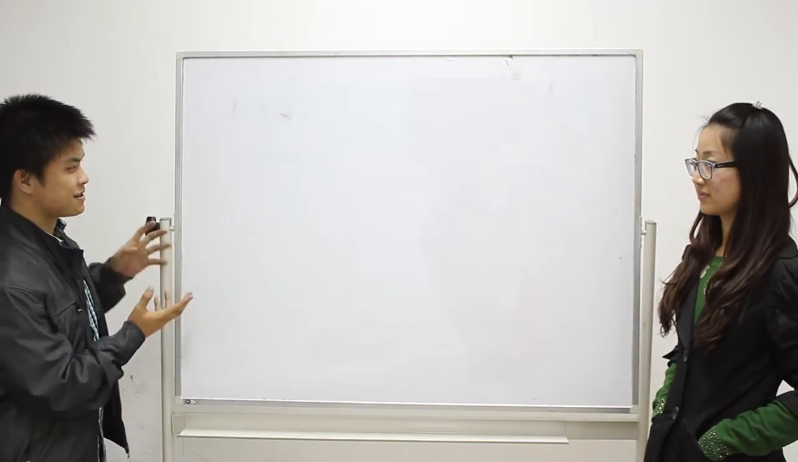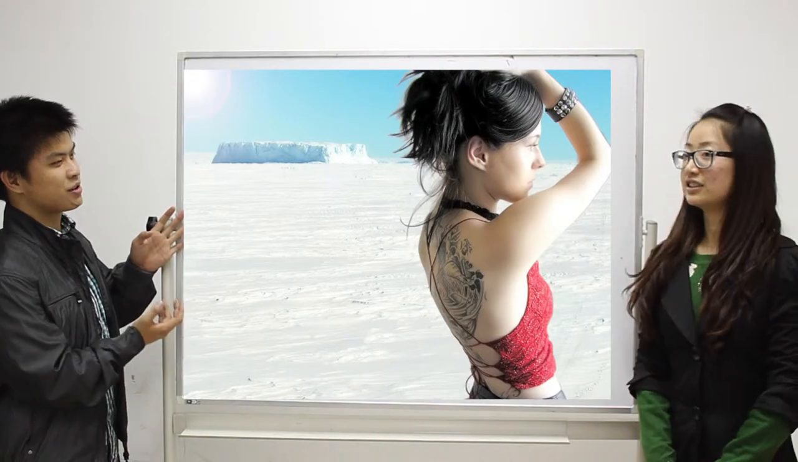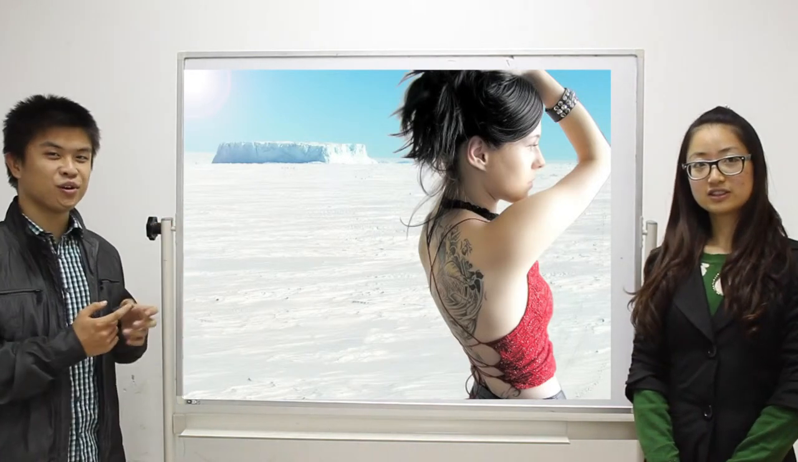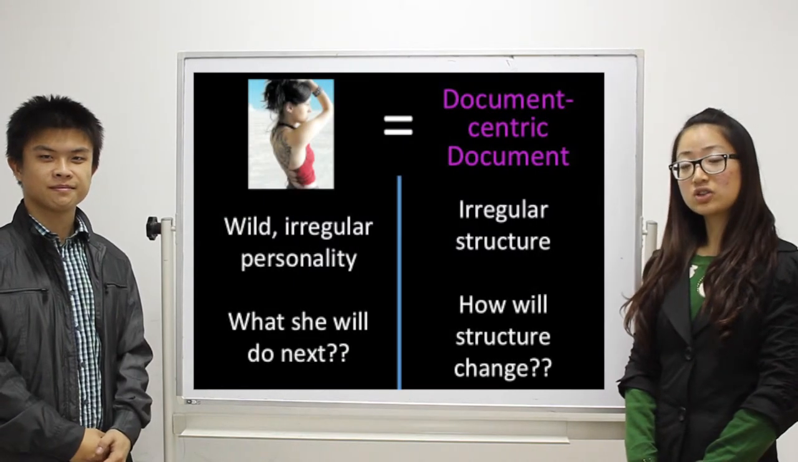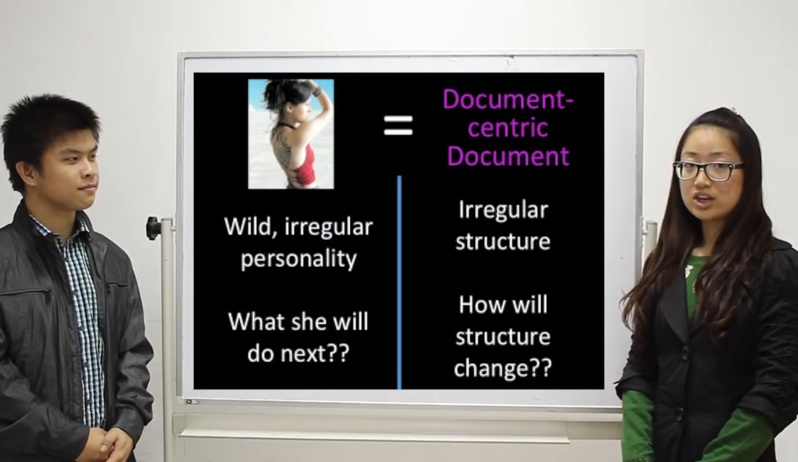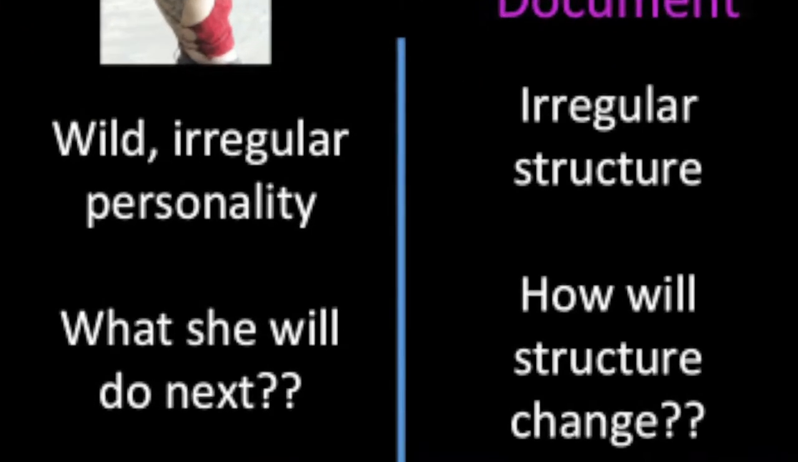Now, let's look at this other girl. This girl is a wild person with an irregular personality. You never know what she's going to do next. It sounds like a document-centric document, which has an irregular structure that may change in the future.